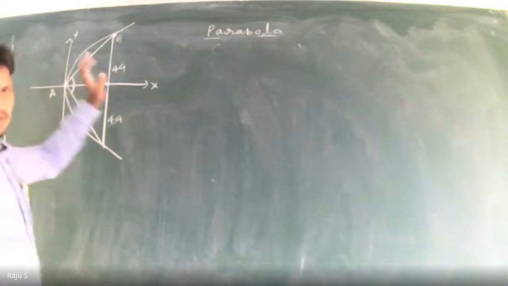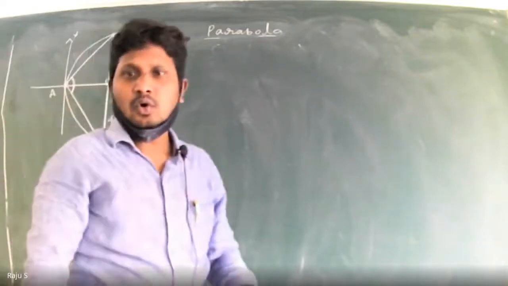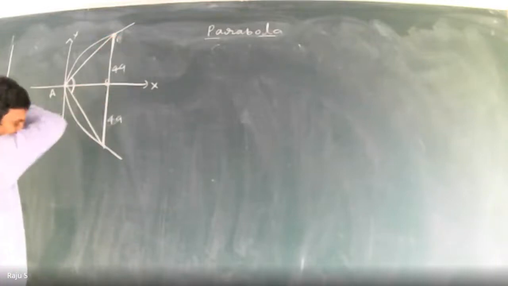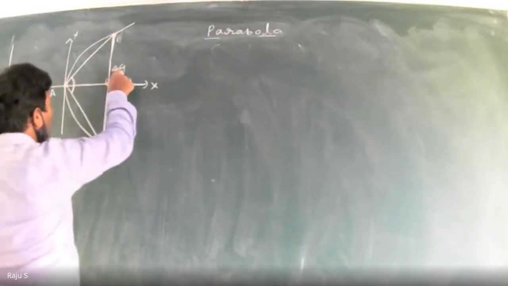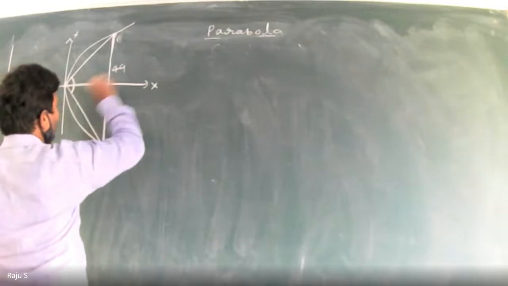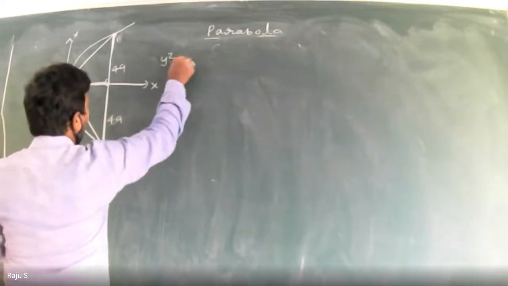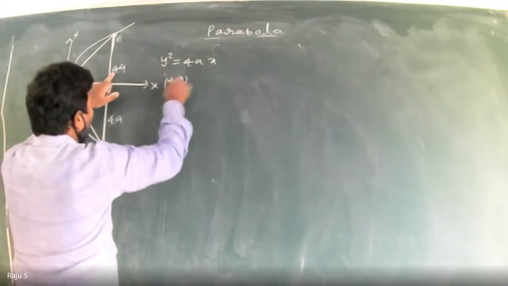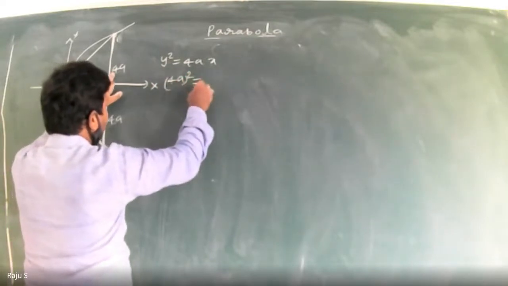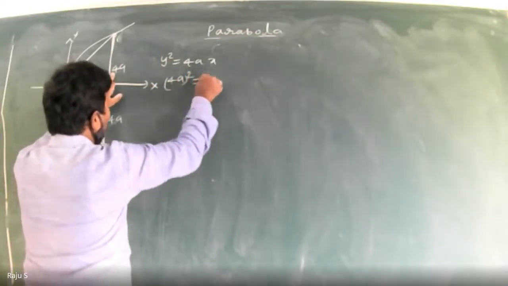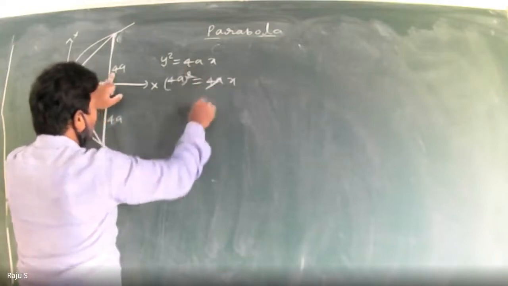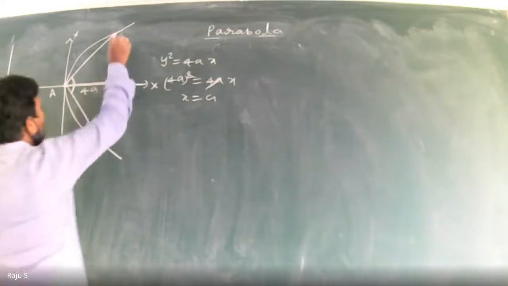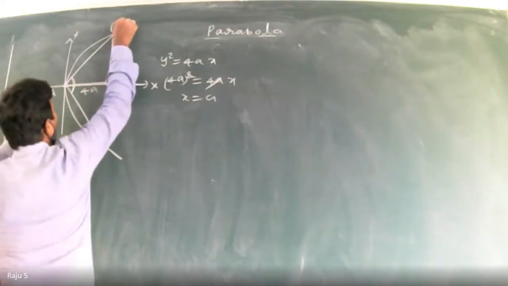And we need to find this angle. So here y value is 4a. What about this x value? y square is equal to 4ax. Y value 4a, so 4a whole square is equal to 4ax. One 4a gets cancelled. X also is 4a. So nothing but this point is (4a, 4a).